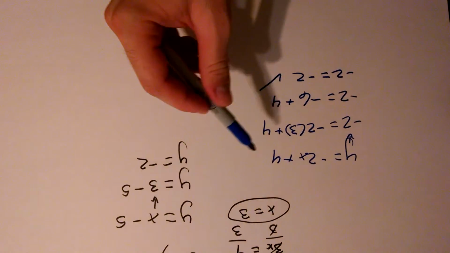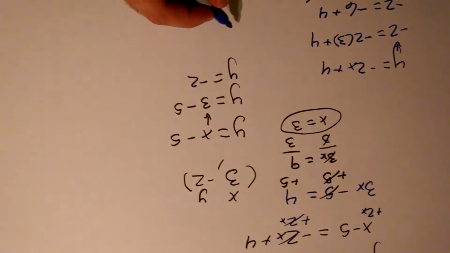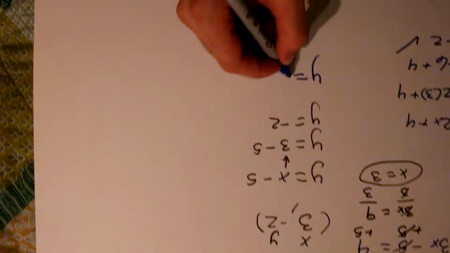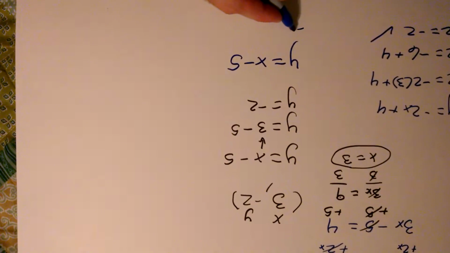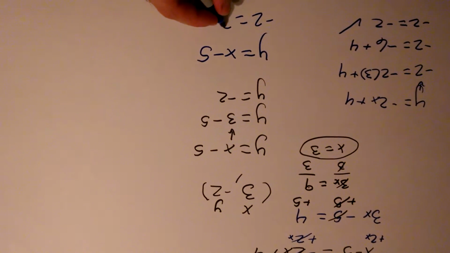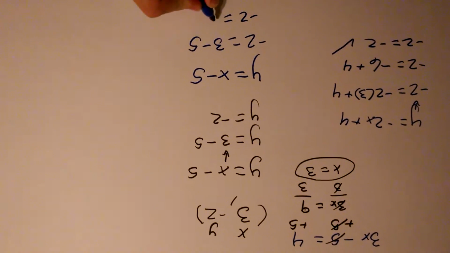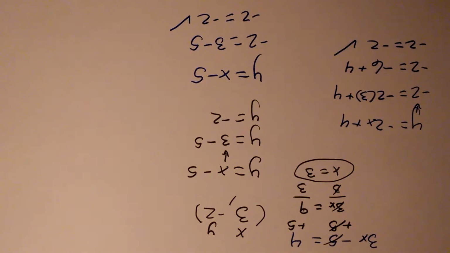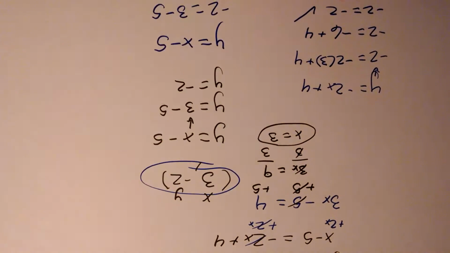So now we need to check to see if the second equation will give us a true statement. So we'll look at y equals x minus 5. Again, y is negative 2. X is 3. And again, 3 minus 5 is negative 2. So we know that we did it right. And again, our answer is there.